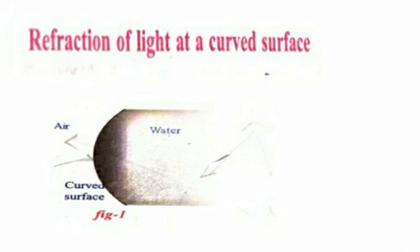This setup of air and water separated by a curved surface is shown in figure 1. Once you observe this figure, the air and water are separated by one curved surface. So what happens to a ray that is incident on a curved surface separating the two media? It undergoes deviation from its path.